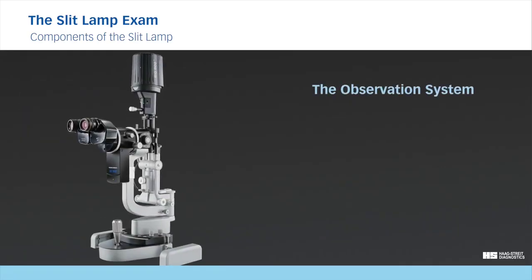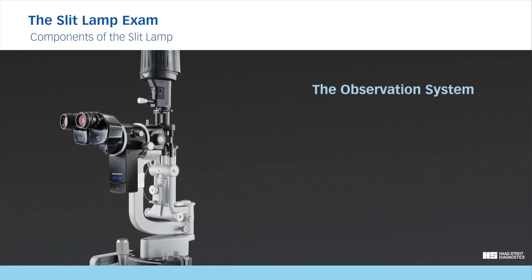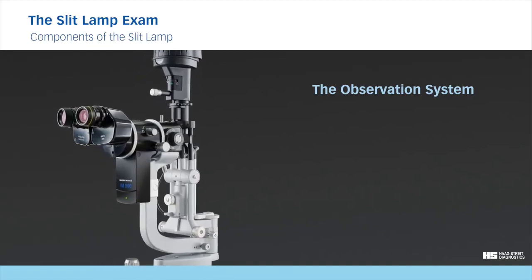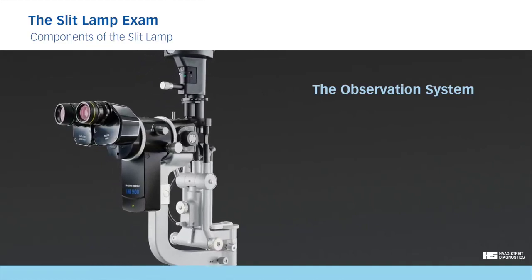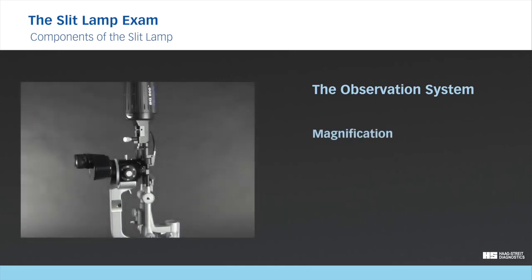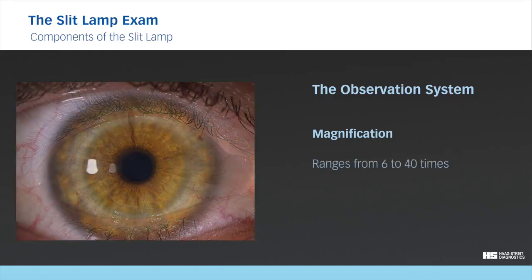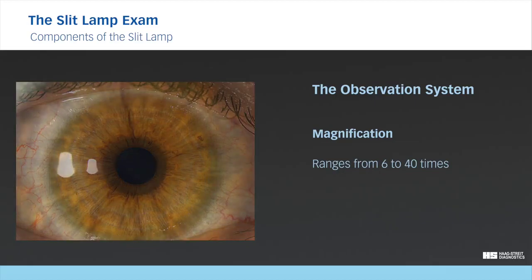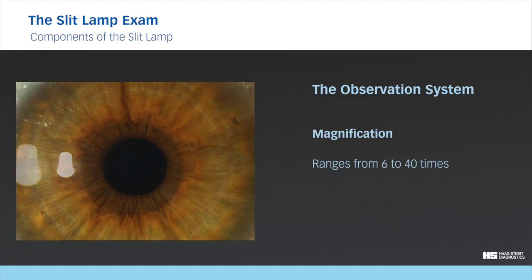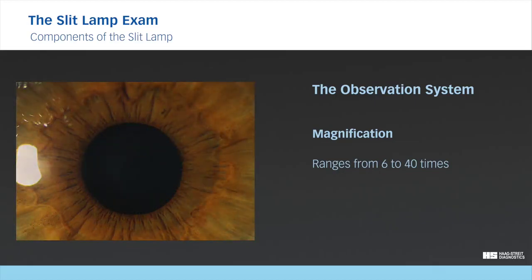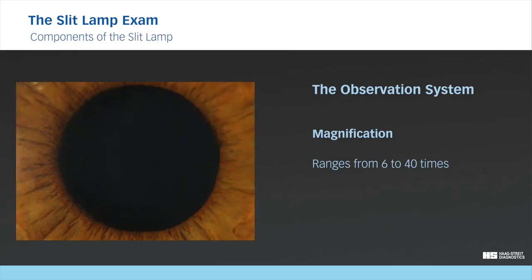The observation system. The observation system provides a magnified view of the structures being observed. The magnification can easily be changed by turning the magnification dial to the desired level. In most slit lamps, the magnification ranges from 6 to 40 times. This allows the observer to use the appropriate magnification to obtain an overall view of the eye or to zoom in to observe subtle changes in greater detail.